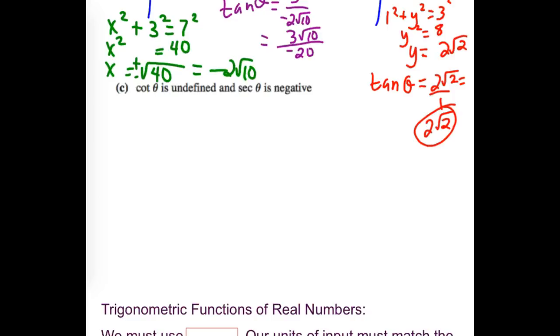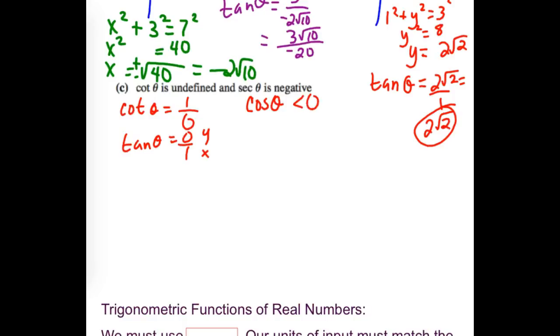So cotangent, we can think of as 1 over 0, right? Undefined. So tangent is going to be 0. All right, and tangent is y over x. Yes? But now we have to figure out which quadrant helps us with that secant being negative. If secant is negative, then cosine has to be negative.